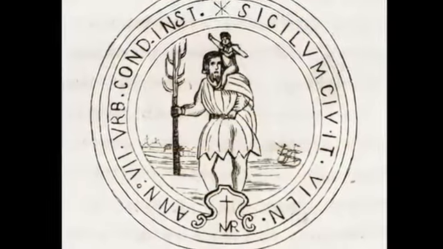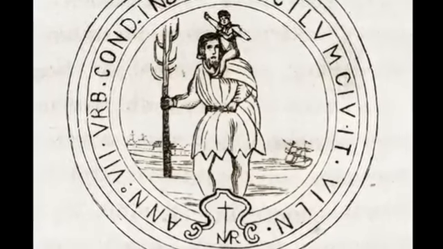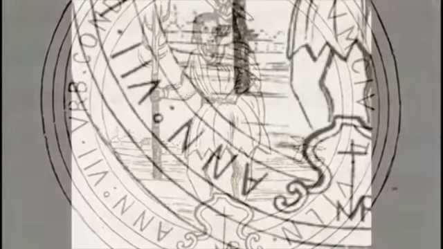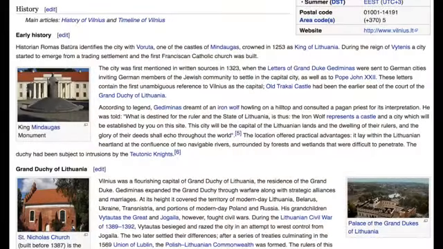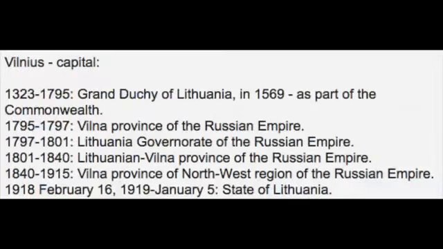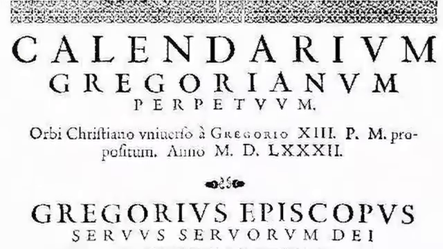And this is not the only such example. This is an old emblem of the city of Vilnius. It is absolutely clearly written on it, 7th century, and yet according to the mainstream history, this is a city of the Middle Ages. You can click on link number 7 for more examples and much more details.